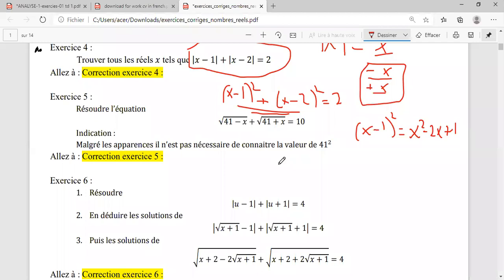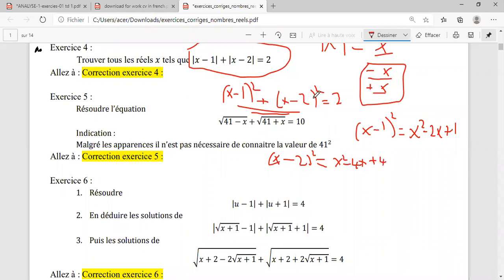And x minus 2 squared, this one is equal to what? x squared... Pardon, just a minute. TK, you have your hand up, oui. x squared minus 4x plus 4. Okay.